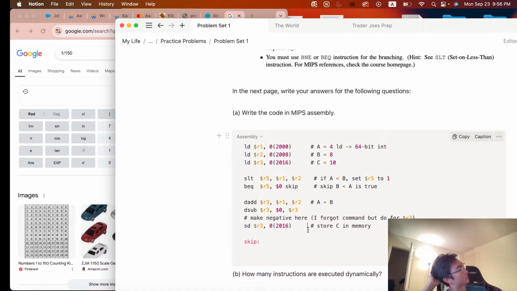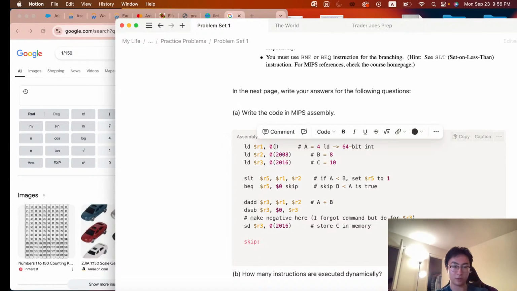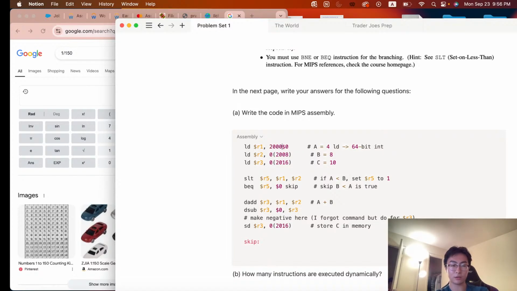What if we want to go from negative to positive? Same thing. I think we just do 0 minus R3, and that'll give us the flip. Okay, so I think this is wrong here. What we need to do is get the 0 register, and then we just access it like so.